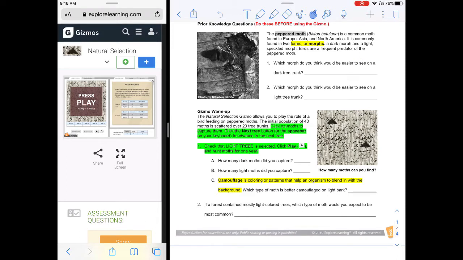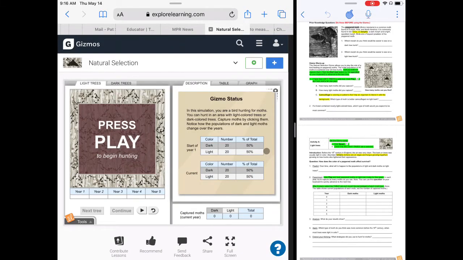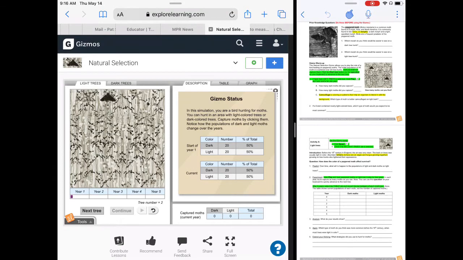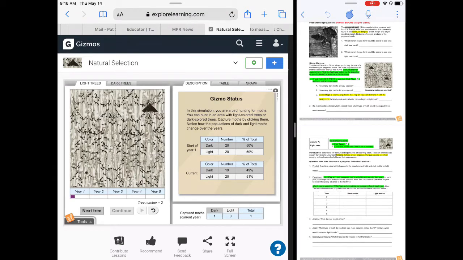So I'm going to check that light trees is selected, and then I'll click play to start and hunt moths for 1 year. So I'm going to slide over to the gizmo, and the play button is right here. You can see the gray shadow from my mouse. We're going to click on that, and you're going to capture as many moths as you can. Don't see any. There's one.